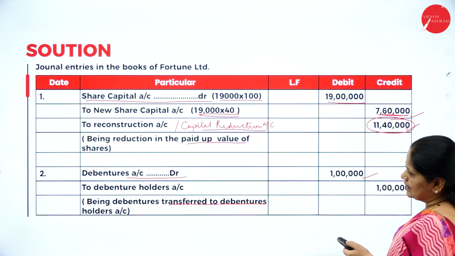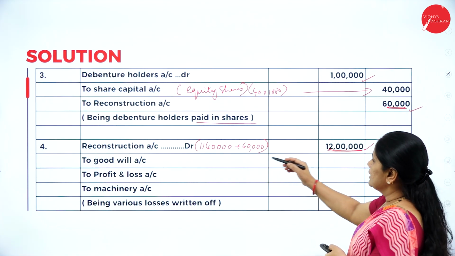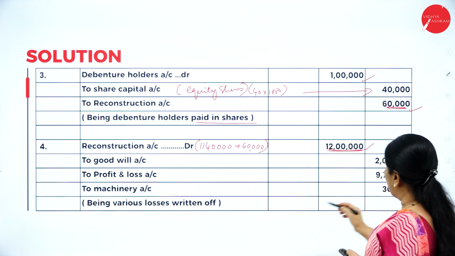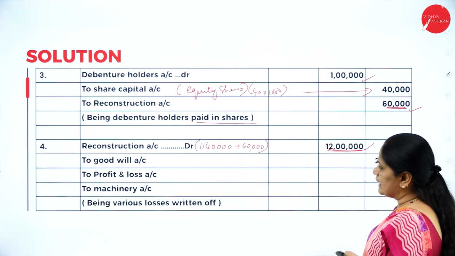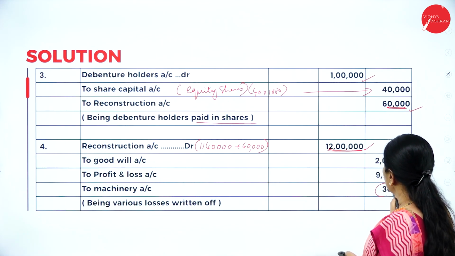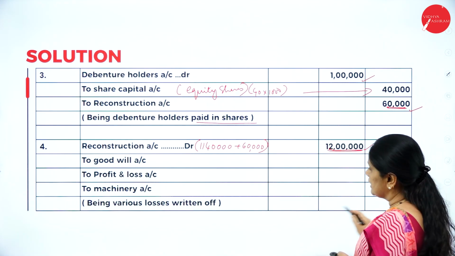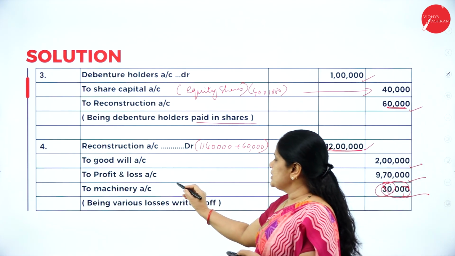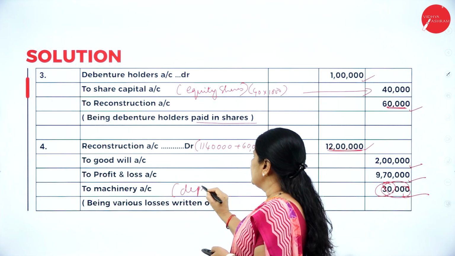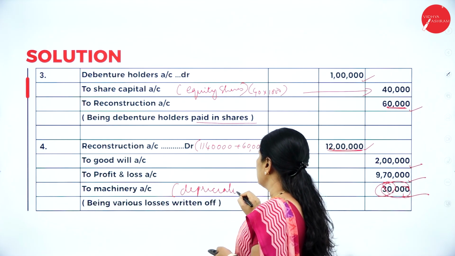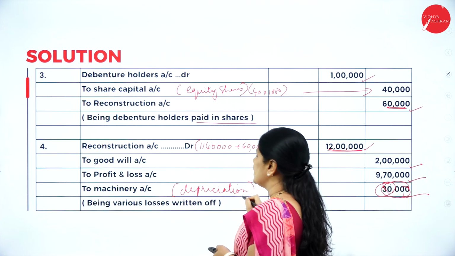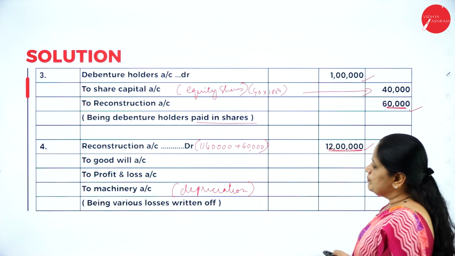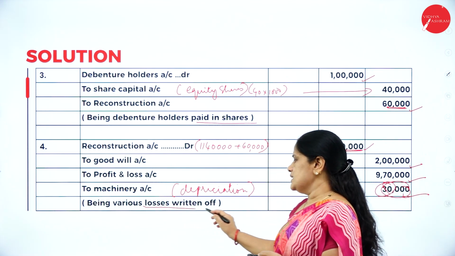So, when I am writing off all this, I write reconstruction account debit 12 lakhs, to goodwill 2 lakhs, to profit and loss account 9 lakh 70,000. Whatever is remaining, that is the 30,000 remaining, I have written off to the machinery account. So this is the depreciation written off. Whatever is the depreciation on the machinery, that is 30,000, I am writing off, being various losses written off.